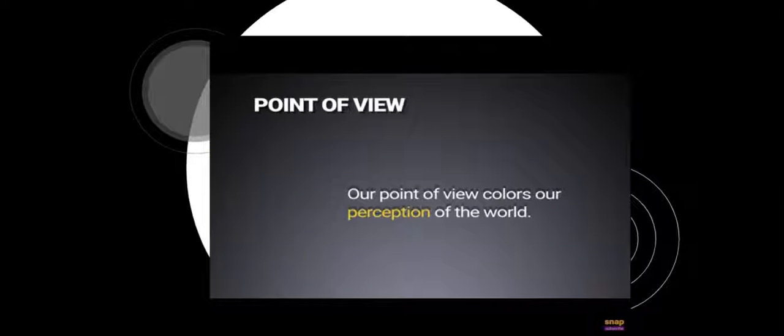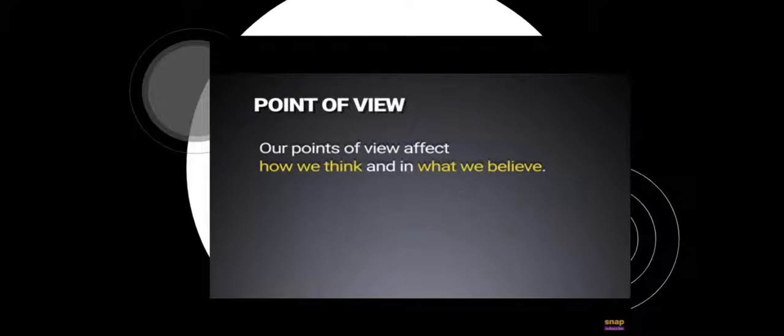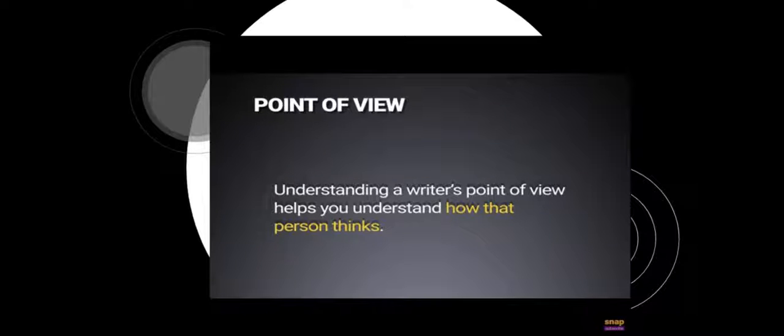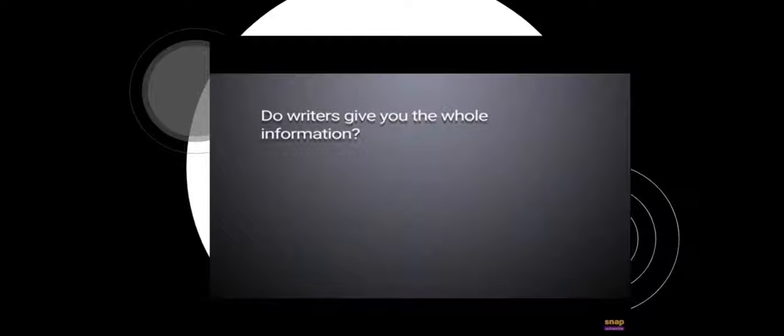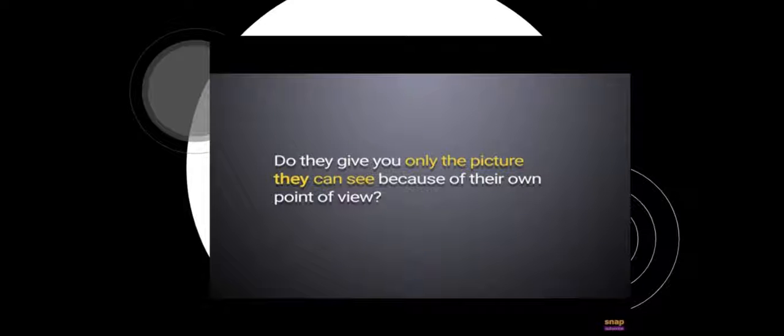Our point of view colors our perception of the world. Whether we notice it or not, our points of view affect how we think and what we believe. So understanding a writer's point of view helps you understand how that person thinks. You're able to read the author's ideas or opinions and say, "I understand where you're coming from, but what if someone has a different viewpoint?" Do writers give you the whole information, or do they give you only the picture they can see because of their own point of view?